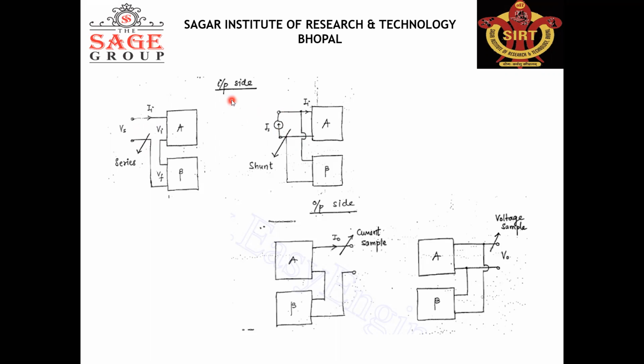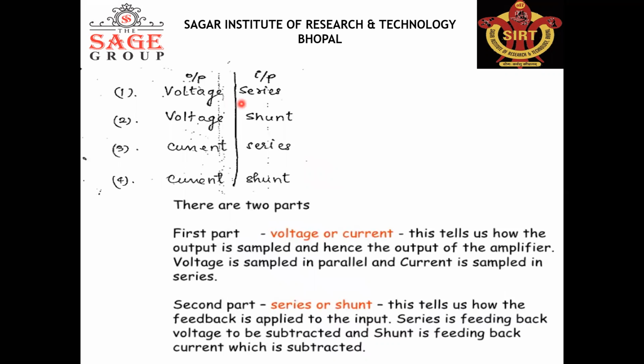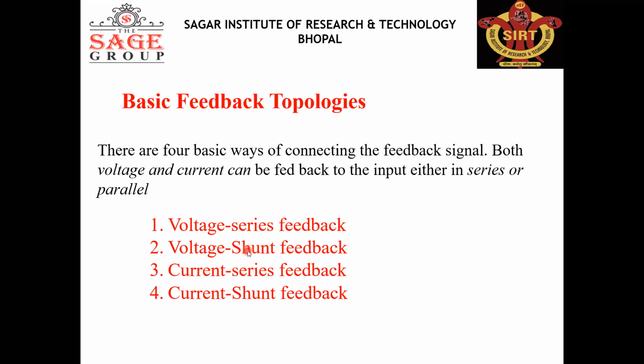So the second word of our topology is series or shunt. Series shows that mixing is done in the form of voltage, whereas shunt shows that mixing is done in the form of current. Right?